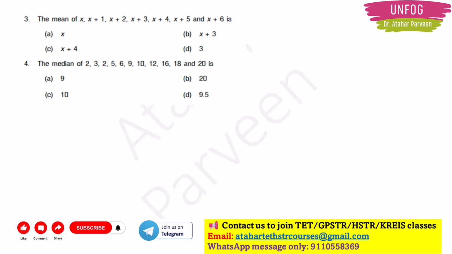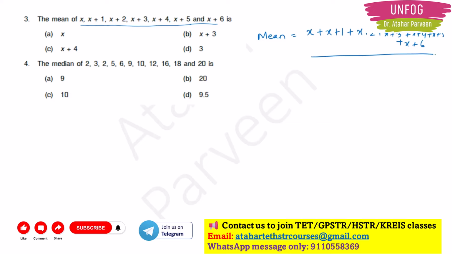Next question, question number 3. The mean of x, x plus 1, x plus 2, x plus 3, x plus 4, x plus 5 and x plus 6 is. So mean is equal to sum of the observations. What are they? x plus x plus 1 plus x plus 2 plus x plus 3 plus x plus 4 plus x plus 5 plus x plus 6. So many observations are there. Divided by how many are there? 1, 2, 3, 4, 5, 6, 7. So you will have 7 in the denominator.